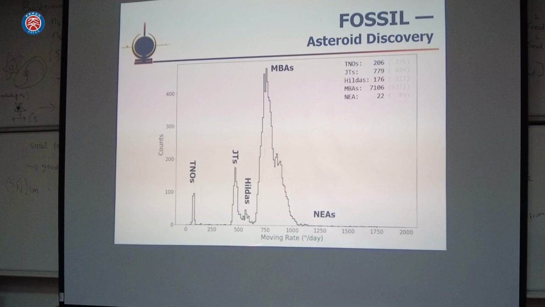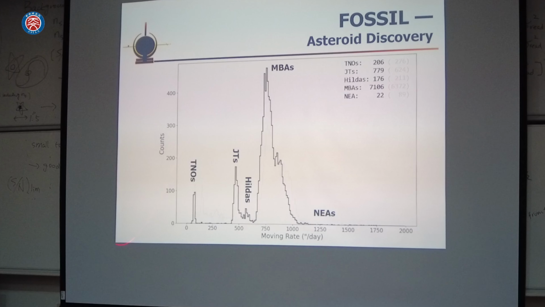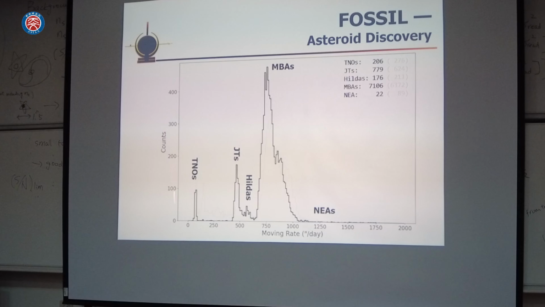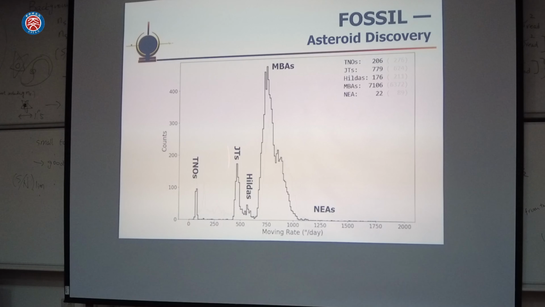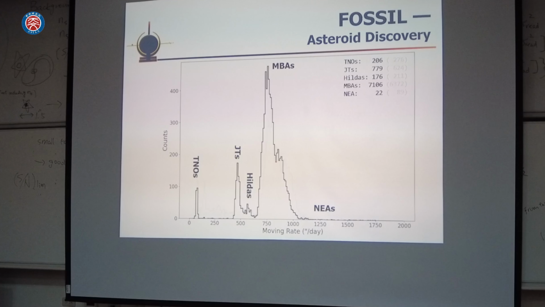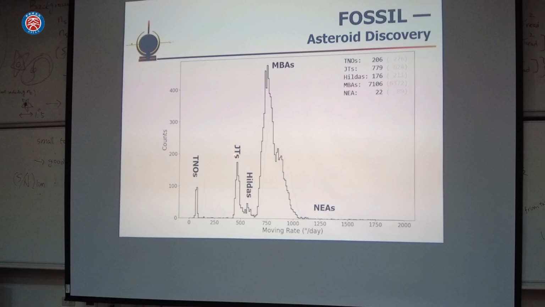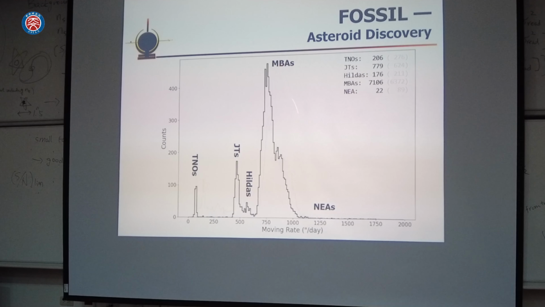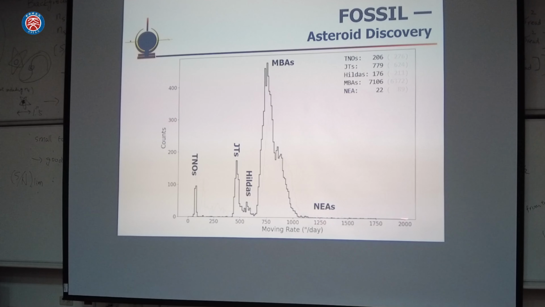And this diagram just shows you the moving rate and the count of the asteroids we find. So we got TNOs. They are moving very slowly because they are further away from us. And then we got Jupiter Trojans here, and Hildas, and then a huge group of Main-Belt asteroids and some near-Earth asteroids.